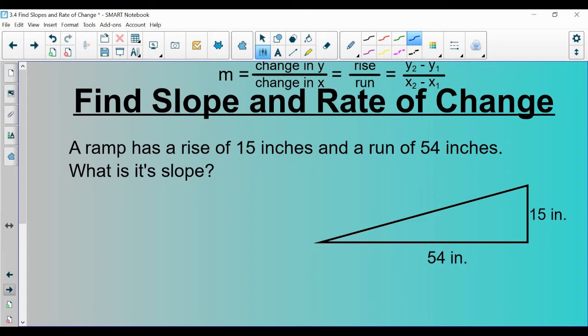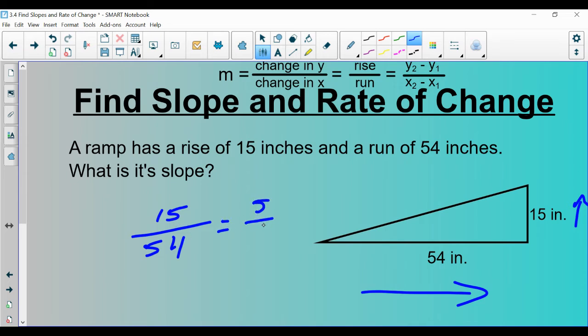So here's just kind of like a little word problem. A ramp has a rise of 15 inches and a run of 54 inches, right? It's going up 15, and it's going over 54 inches. What is its slope? Well, you would do the rise, which is 15, divided by the run, which is 54. Now, you always are going to have to reduce your fractions. This is not going to be an acceptable answer. They're both divisible by 3 for sure. So if I divide them both by 3, I would get 5 over 18, and that would be my answer.